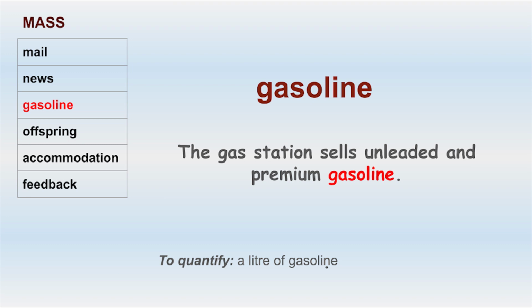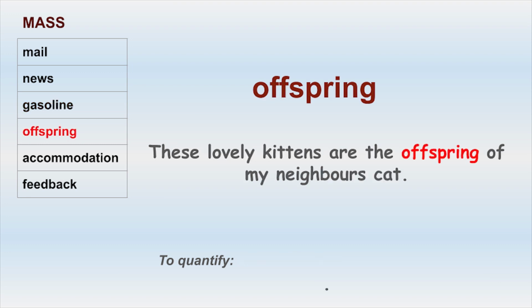Gasoline. The gas station sells unleaded and premium gasoline. We may say a liter of gasoline if we wish to quantify gasoline. Offspring. These lovely kittens are the offspring of my neighbor's cat. So even though offspring here refers to several kittens, it is not pluralized.